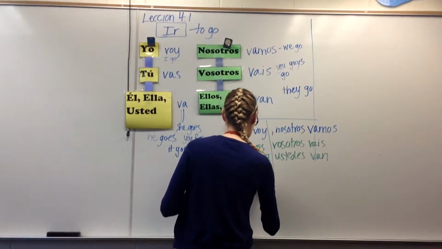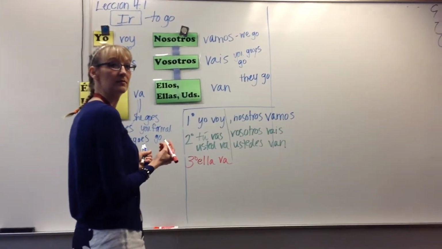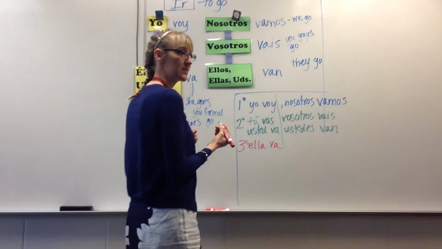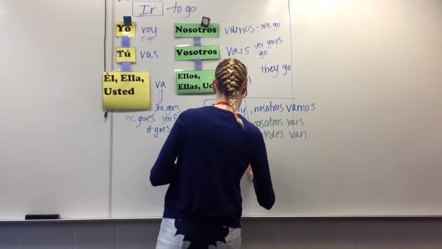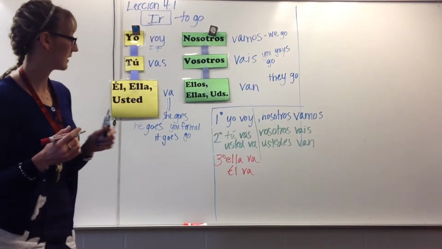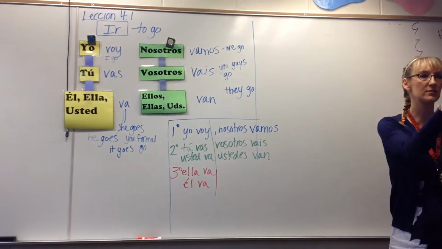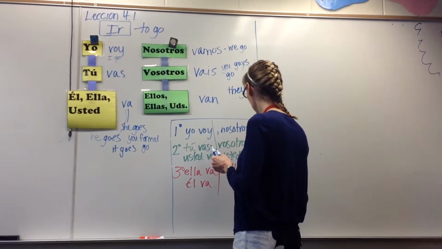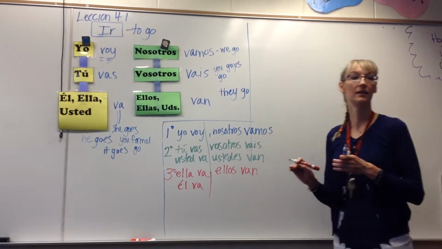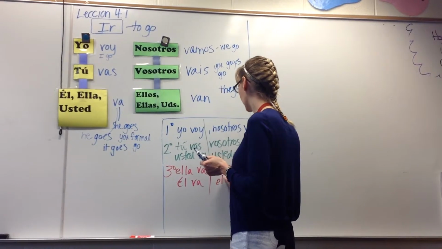Okay, ella va. Muy bien, I like it. Ella va. What else? Another one? Tristan, what's another one? Él va, good man. And él needs an acento sobre la e. Sobre la e. Okay, and how about the two plural ones? The two plural ones? Houston, what's one? Ellos van. Ellos van. Okay, and Lexi? Ellas van. Ellas van. Okay, muy bien.